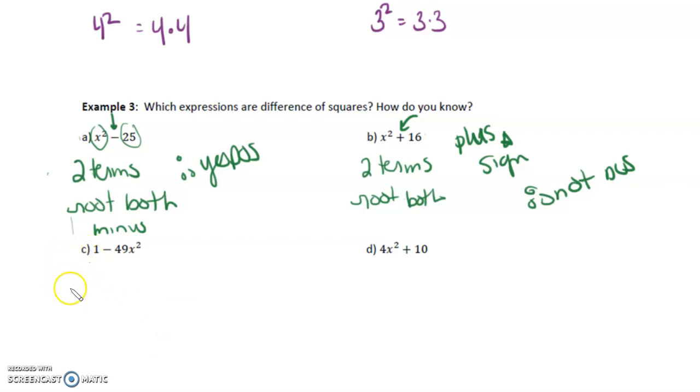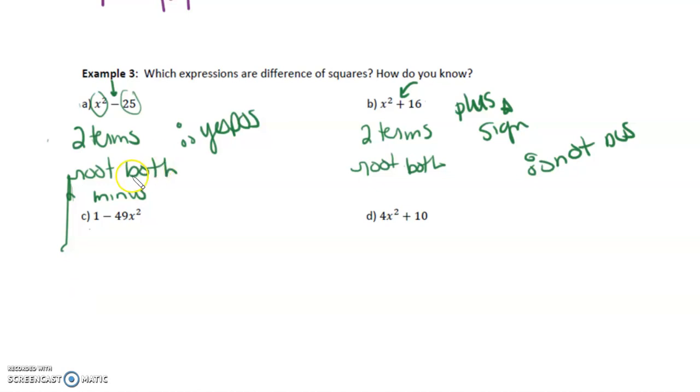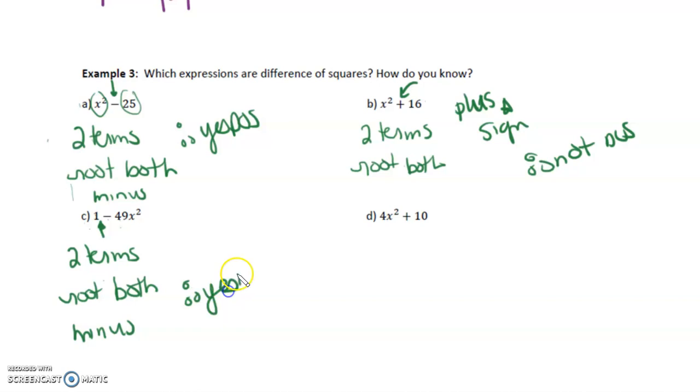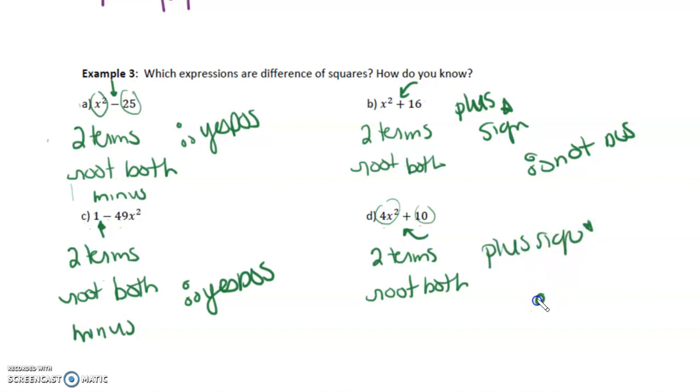Okay, in C, there are two terms. Okay, we can root both. We can root 1 and we can root 49 and we can root x squared, right? So root both. And this is a minus sign here. Minus. So yes, therefore difference of squares. Okay, and then D. We can root the first and the second. There are two terms. So two terms, root both. Okay, but there's a plus sign. Okay, and because of that, no, not difference of squares.